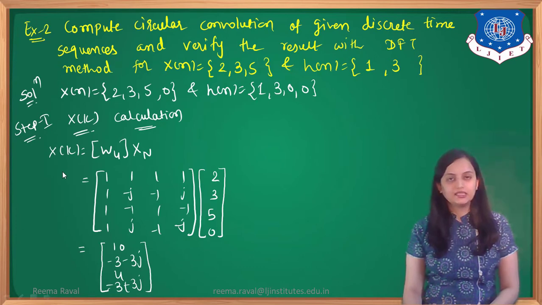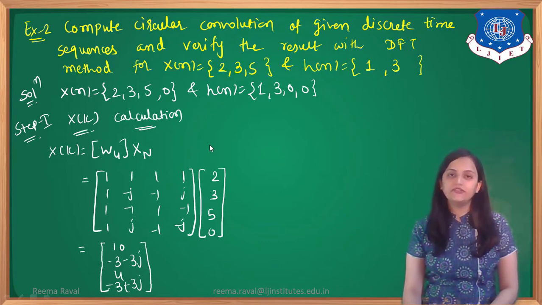So in this second example, the data given is to compute the circular convolution of given discrete time sequences, and it is asked to verify the result with the DFT method for x of n, which is given as 2, 3, 5, and h of n, which is given as 1, 3. Now here the values are given, x of n and h of n having 3 and 2 elements respectively.